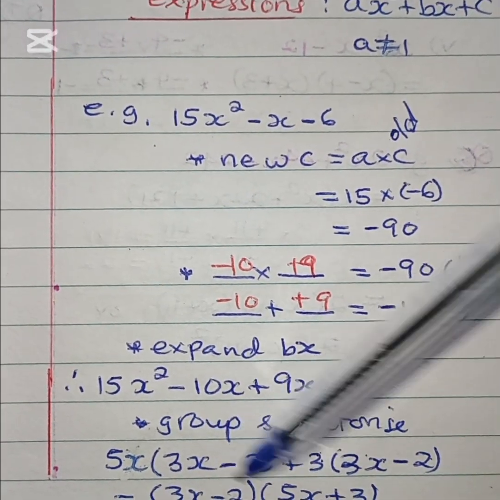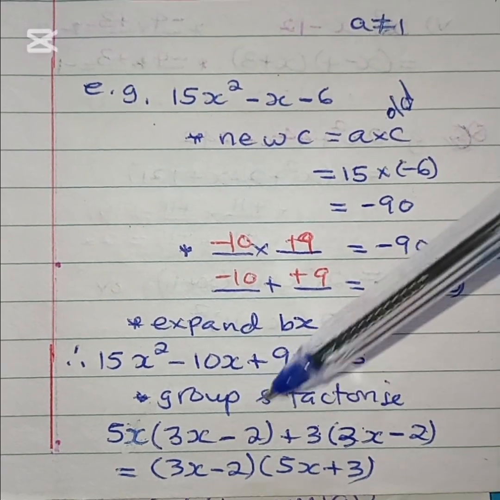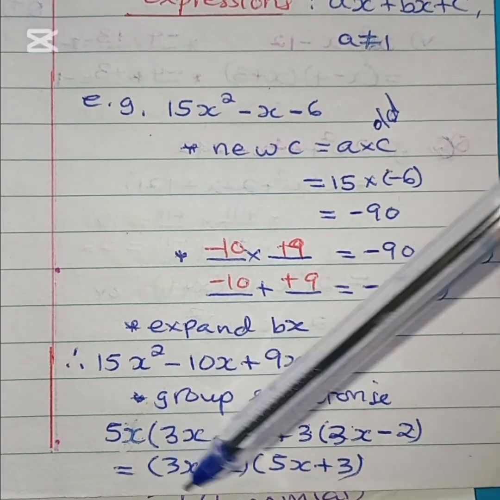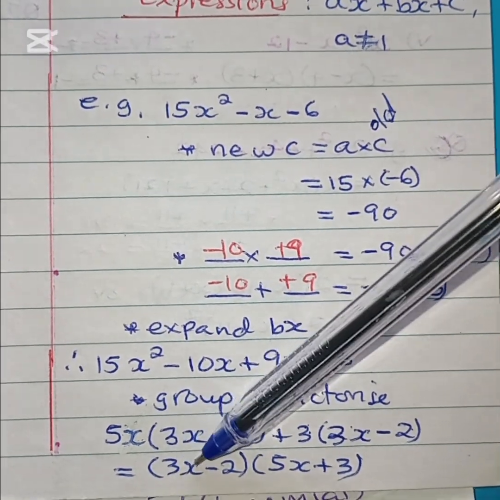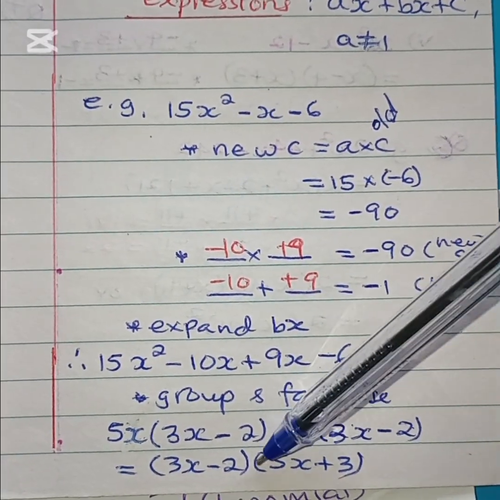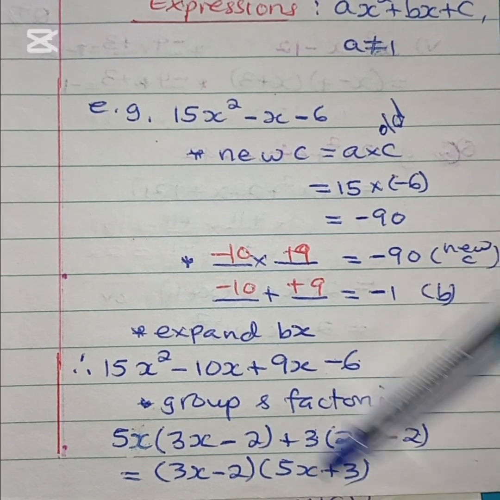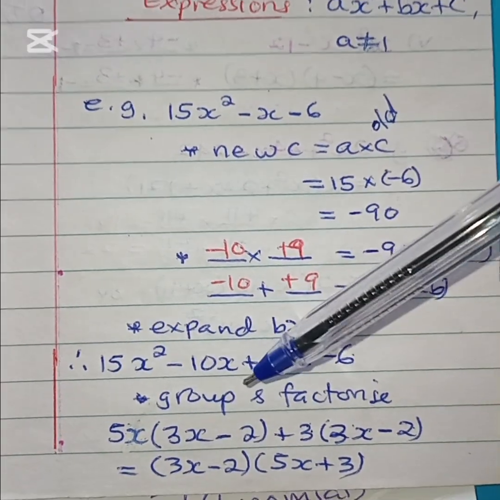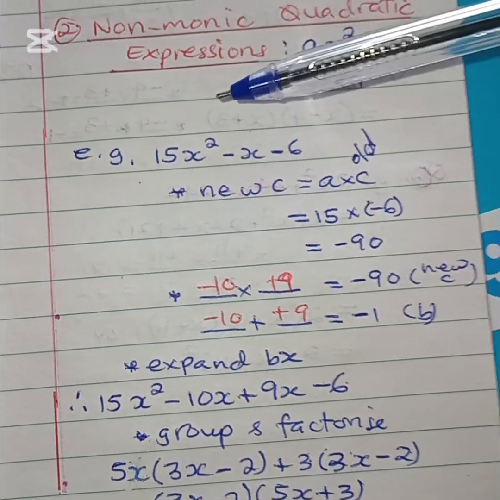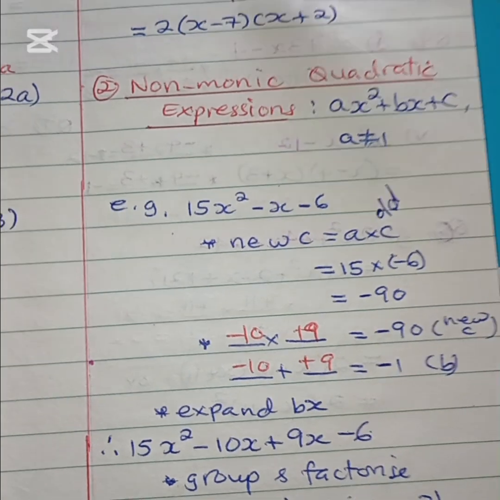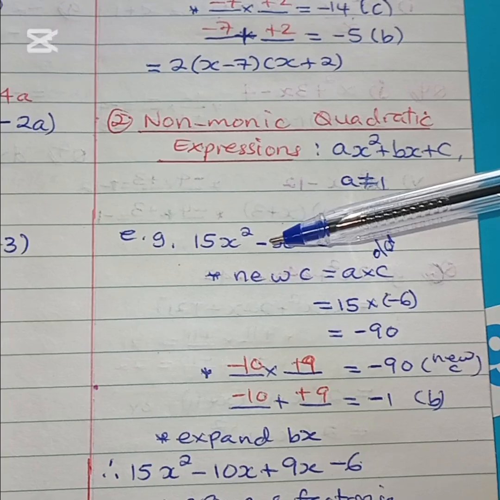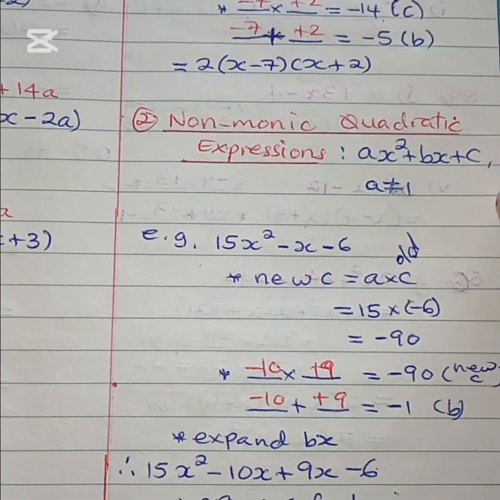After we group and factorize, we now combine the factors for the two groups. The common factor for the two groups is 3x minus 2, so that becomes the common factor for the whole expression, and the other factor is 5x plus 3. Of course, you have to put them in brackets because they are factors and they must multiply, and brackets also mean multiply. Take note that not all quadratic expressions follow these two methods. There are some that cannot be factorized this way, so they could follow other methods of factorizing.